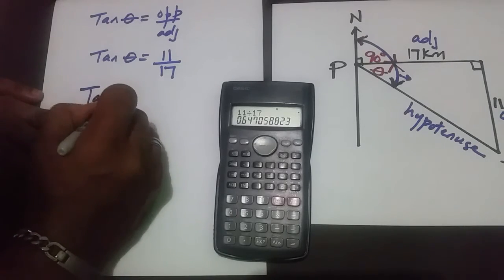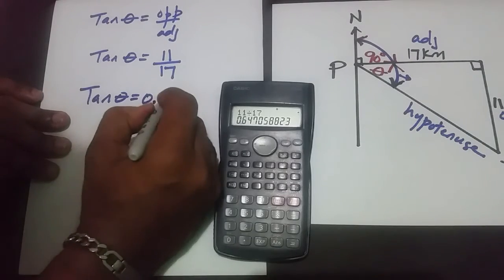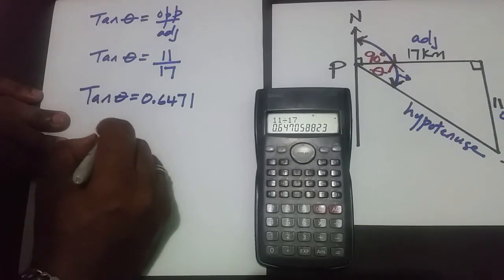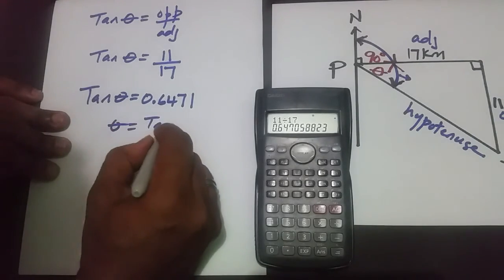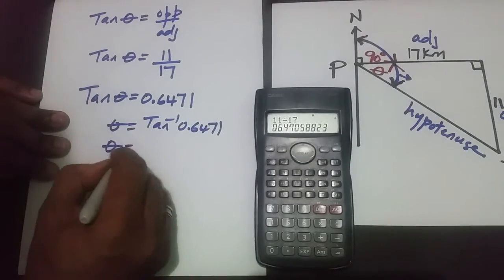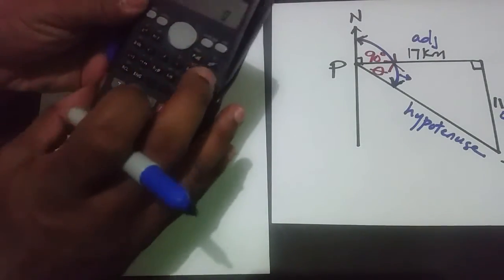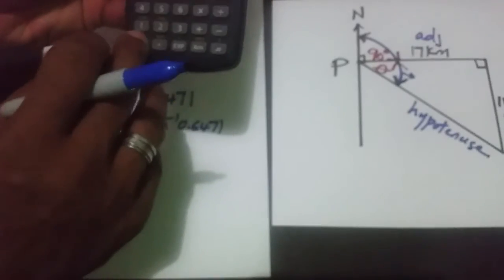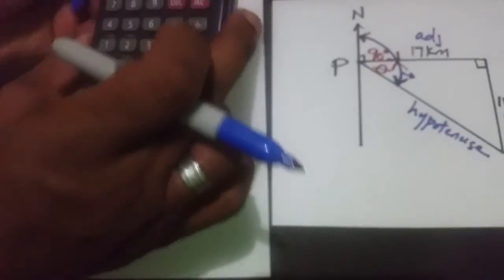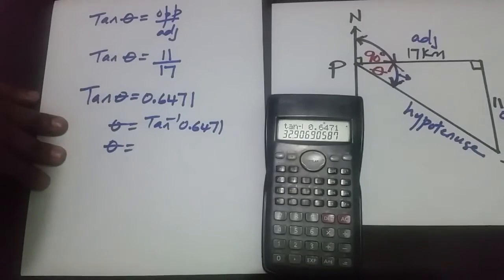And remember, to increase accuracy, stick with 4 decimal places in the body of the working out. Some persons started rounding off a little too early. So tan theta is going to be equal to 0.6471. So theta will be equal to the tan inverse of 0.6471. And that is simply going to be, so the shift tan inverse of 0.6471, that is going to give us 32.9 degrees, so to speak.